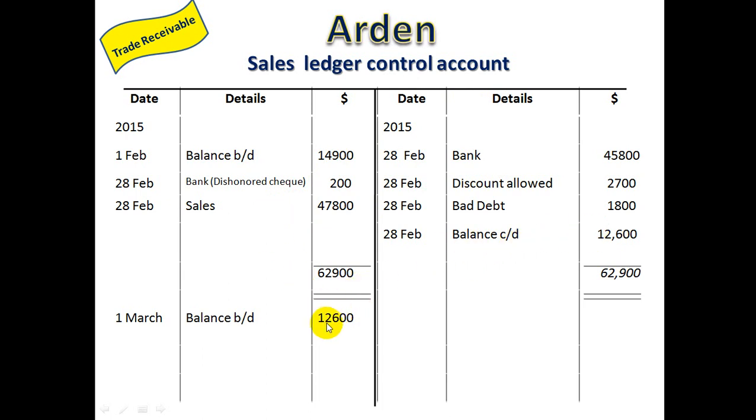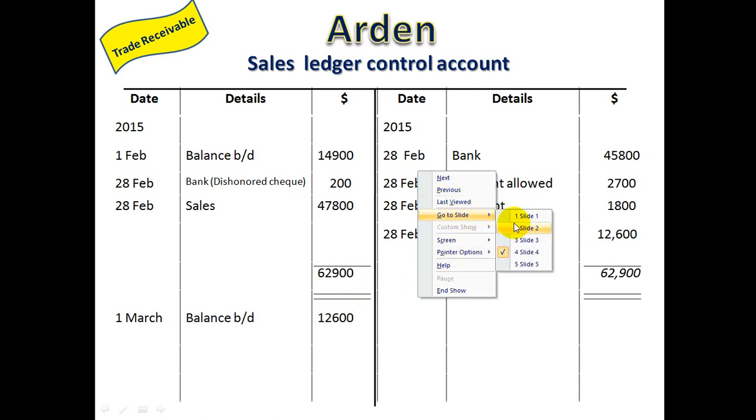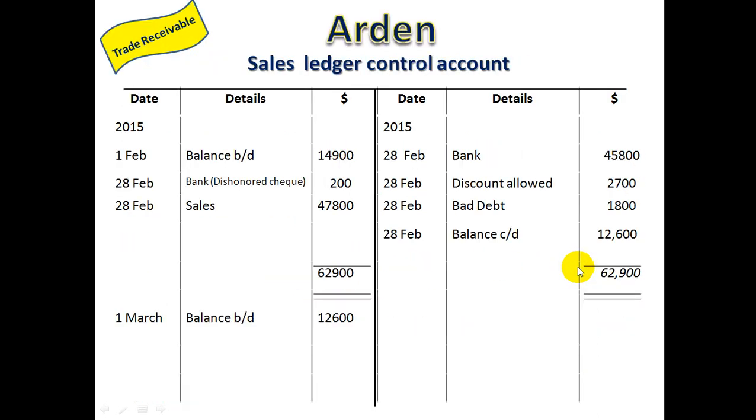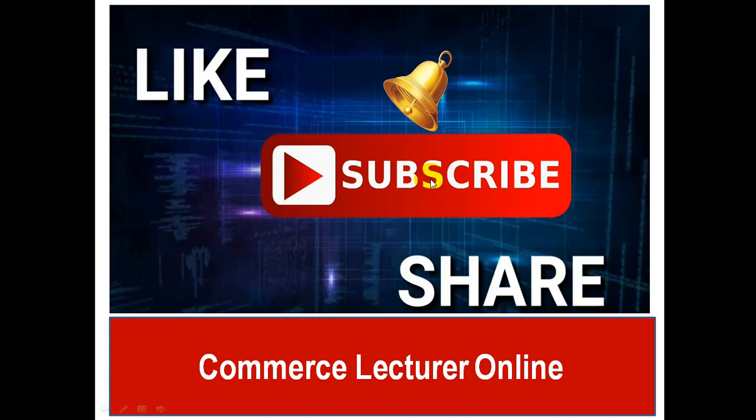Carried down balance will become the brought down balance, which was given in the question. As we can see in the question slide, the trade receivable ending balance was 12,600 debit. So this is the opening balance for the next month, and this is the ending balance for the month of February. This is how the sales ledger control account of Ardent will be prepared.